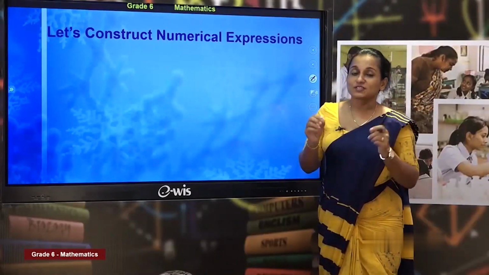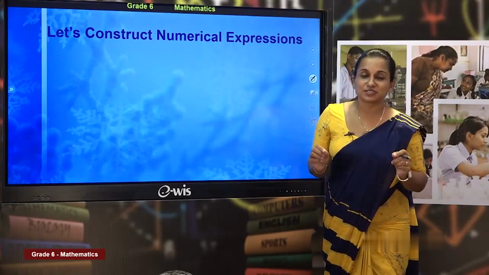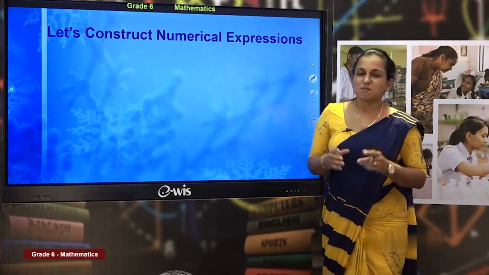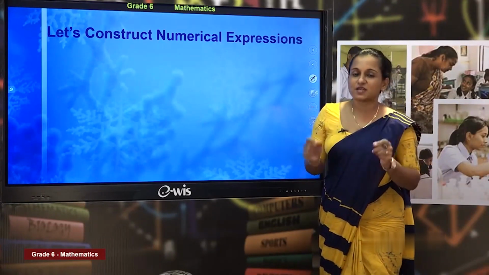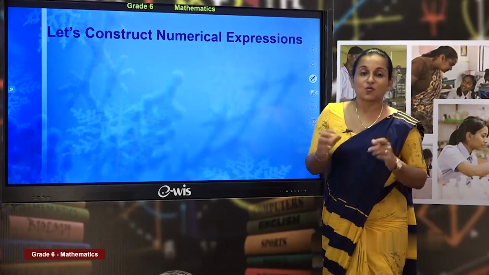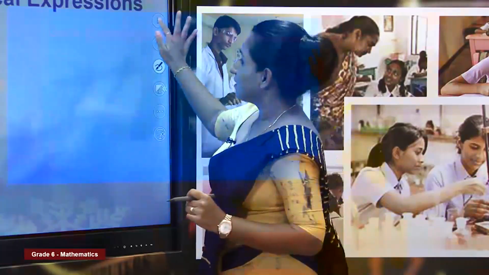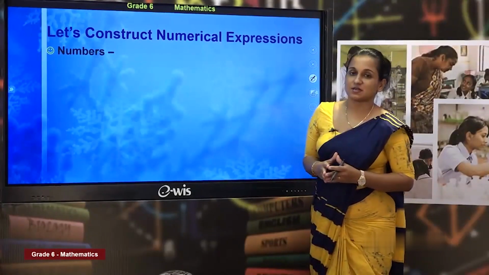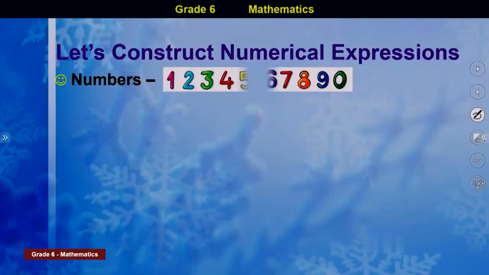I know the term numerical expression is new to you, but don't worry. You have done numerical expressions when you were in small grades. What do we need to construct a numerical expression? We need numbers. We have 10 digits. We know that we can construct any number in the number line using these numbers.